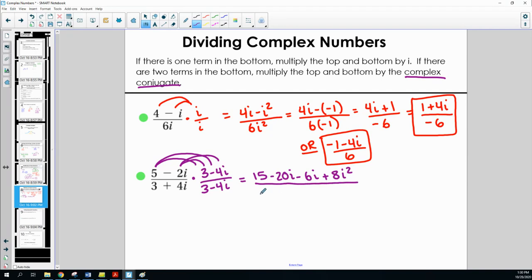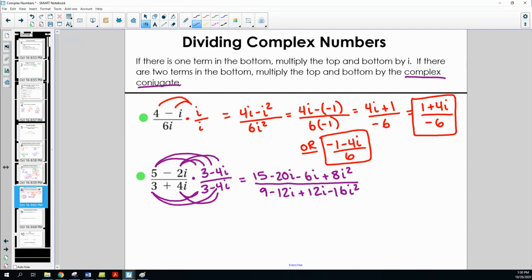And then on the bottom, we get 3 times 3. Let me just show that. 3 times 3, so we get 9. Then we get 3 times negative 4i, so we get negative 12i. And then we get 4i times 3, so that's positive 12i. And then 4i times negative 4i gives me negative 16i squared.